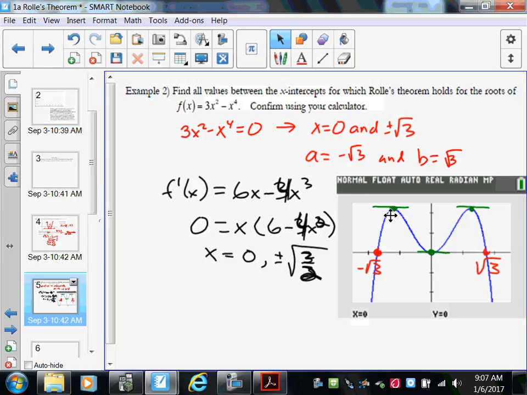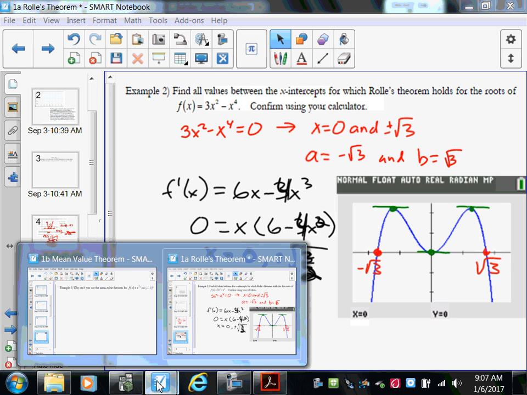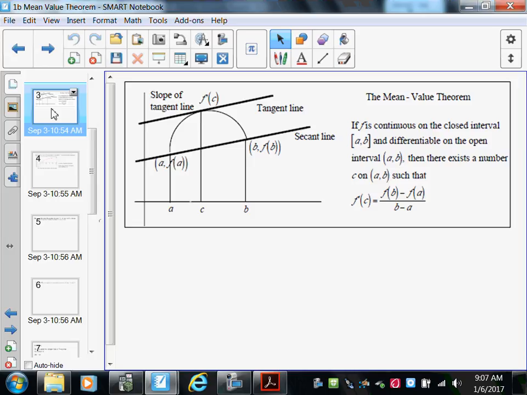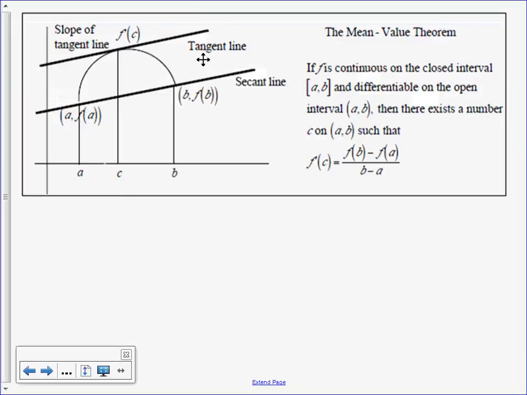So here's the picture. Let me go to mean value theorem. Okay, so let's say you have 2 points. That means there's a tangent line that's parallel to it, with the same slope as the line through the points. It works for Rolle's theorem because the slope of the line is 0, since it's the same y value.